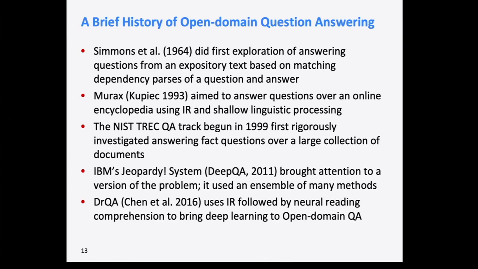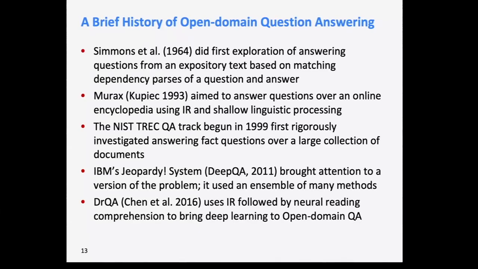Getting a bit more modern, Julian Kupiec, who was working at Xerox PARC at the time, came up with a system called Murax. At this stage in the 90s, the first digitally available encyclopedias had started to appear, so he was using Grolier's Encyclopedia. He set about trying to build a system that could answer questions over that encyclopedia using fairly shallow linguistic processing methods, i.e. regular expressions, after having done information retrieval search over that. But that started to evoke more interest from other people.